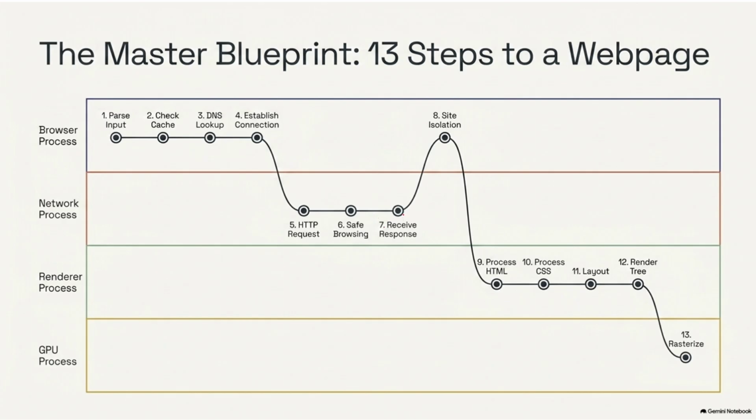Then from that it will again go to the browser process. What will happen? Now in site isolation, the browser will spin up a new renderer process and hand over all the response that has come from the network process. After site isolation, it will go to the renderer process. In the renderer process, it will process the HTML, CSS, layout, and the render tree. And then after the render tree is created, it will pass to the GPU process to rasterize, which means converting to pixel-perfect output and displaying it on the screen.